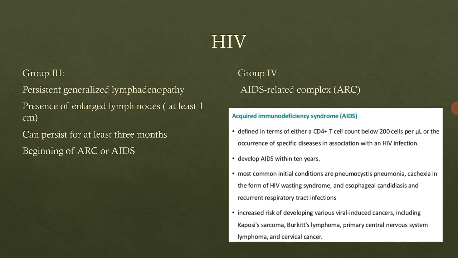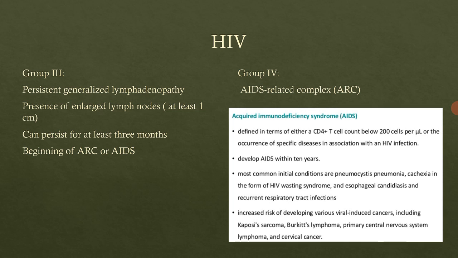infections. So as mentioned in the first point, in association with the diseases, these diseases can be present along with the HIV. So this includes pneumocystis pneumonia, then cachexia, then esophageal candidiasis, and respiratory tract or GI tract and neurological infections can also be present.